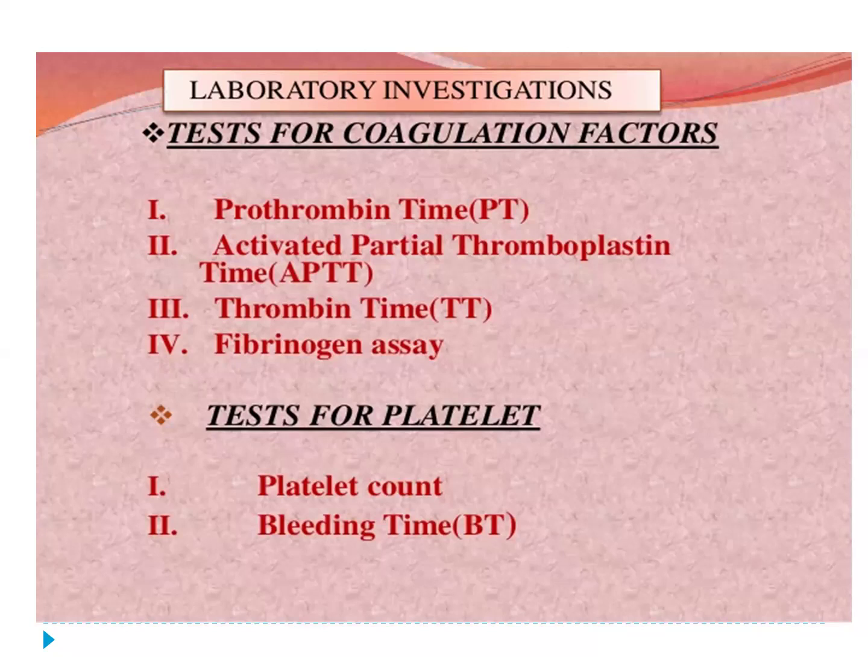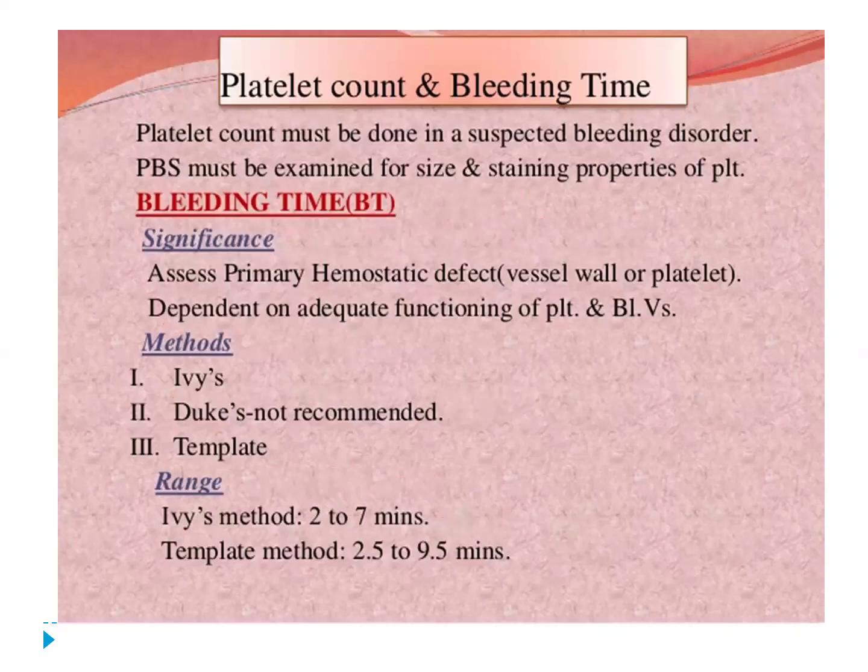So if I feel that there are petechiae and there's a platelet problem, then I'm going to look at the platelet count and the bleeding time. If I feel there's a coagulation factor problem, I do a PT and APTT, these two. But basically we do all four of them just to be sure. So platelet count must be done in suspected bleeding disorders. We are going to talk about platelet counts later. Then there's a bleeding time.